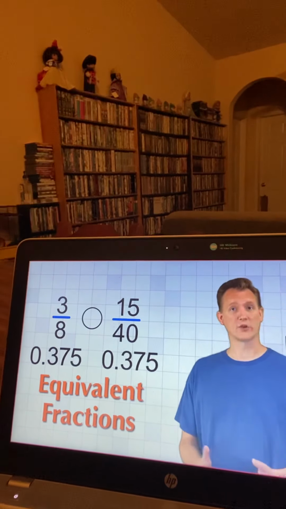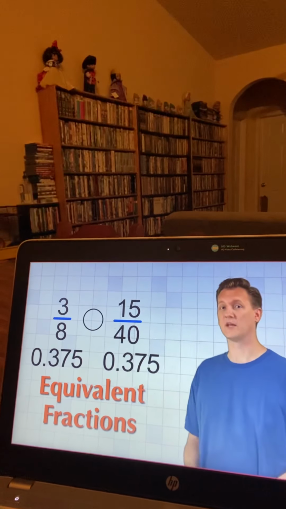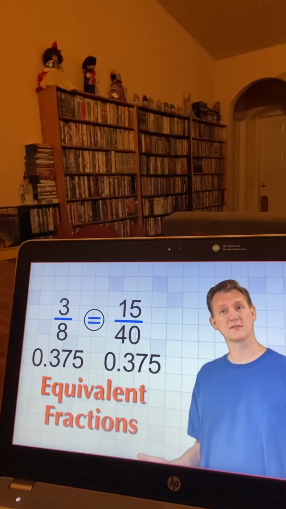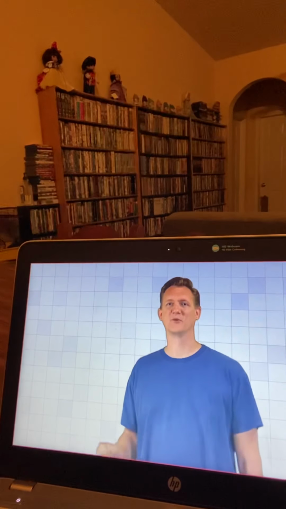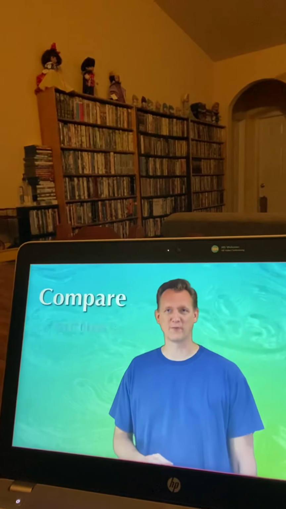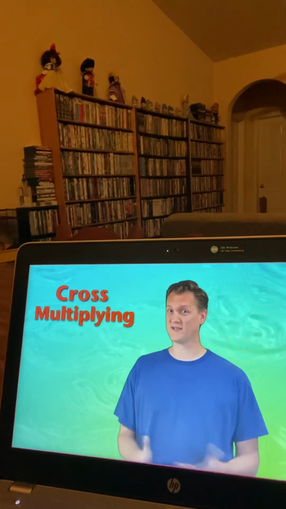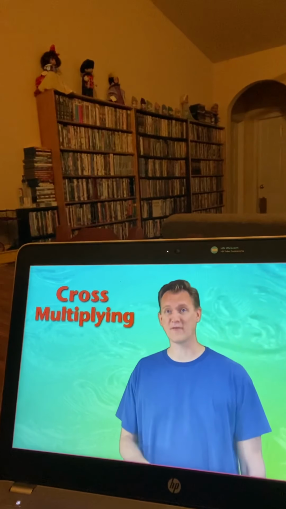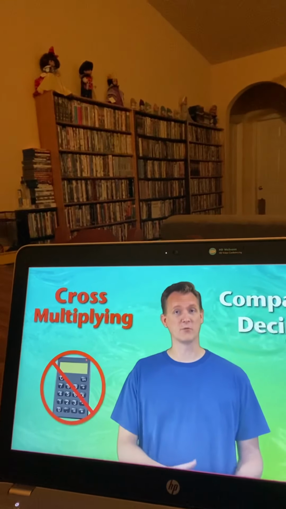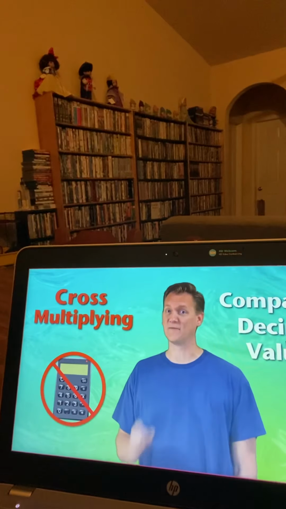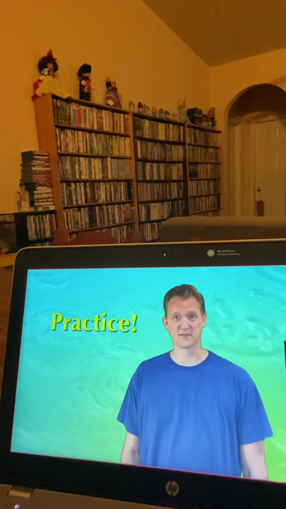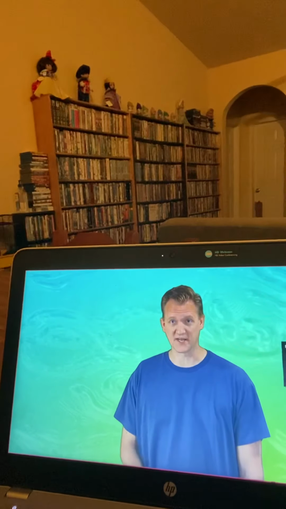If two fractions are equivalent, then you can just use the equal sign to show the comparison between them, like this. All right, so those are two great methods you can use to compare fractions. Cross-multiplying is simple and works great, even if you don't have a calculator. And comparing the decimal values by dividing is easy if you do have a calculator. As always, practice makes perfect. So spend some time doing the exercises for this section, and I'll see you next time.